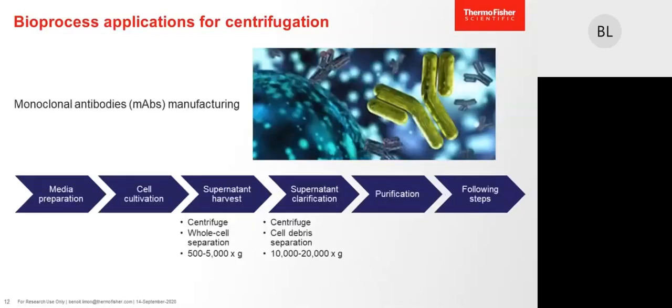This is the typical workflow for manufacturing monoclonal antibodies. And again, after the cell cultivation, the supernatant is harvested at a speed between 500 to 5,000 G to remove the cells, and then the clarification removes the cell debris and obtains a clarified liquid with the product of interest, and other contaminants are removed with the purification before the final steps.